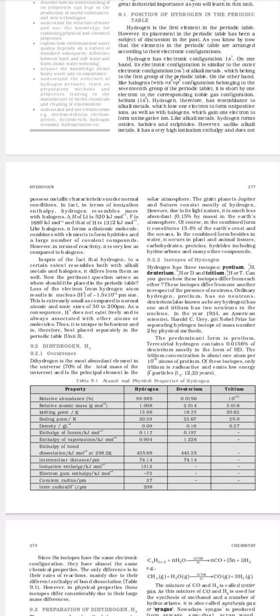Loss of one electron from hydrogen atom results in a nucleus of approximately 1.5 × 10^-3 picometer size. This is extremely small as compared to normal atomic and ionic size of 50 to 200 picometer. As a consequence, H+ does not exist freely and is always associated with other atoms or molecules. Thus, it is unique in behavior and is therefore best placed separately in the periodic table.